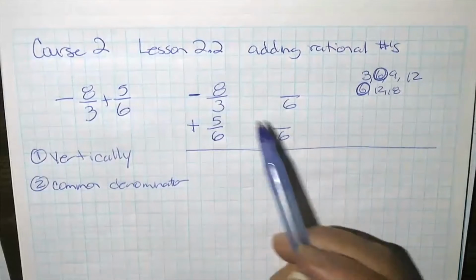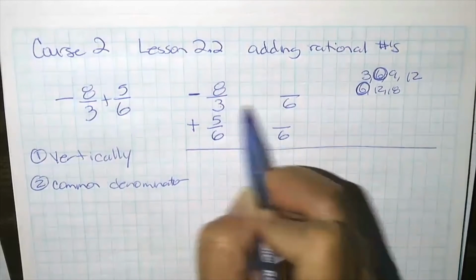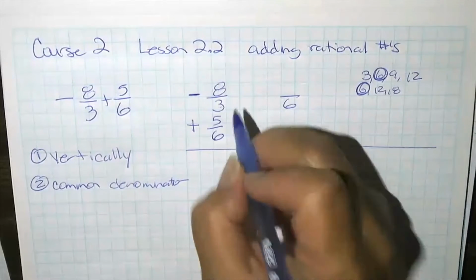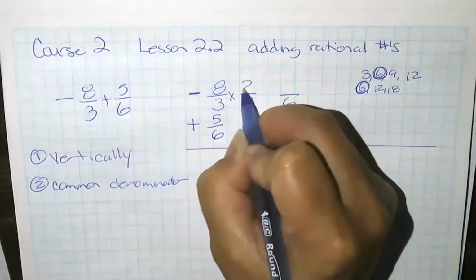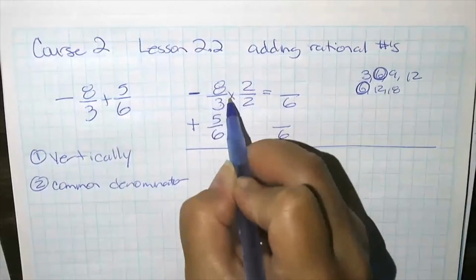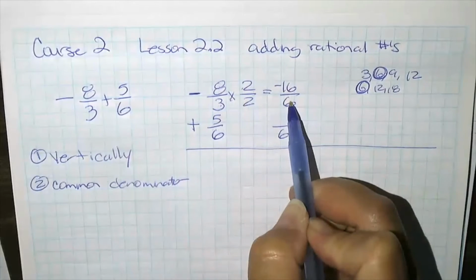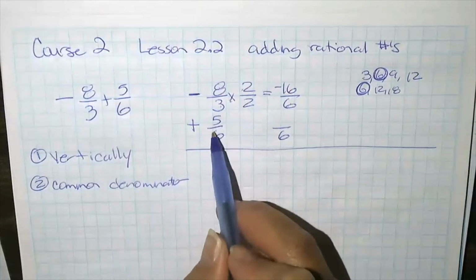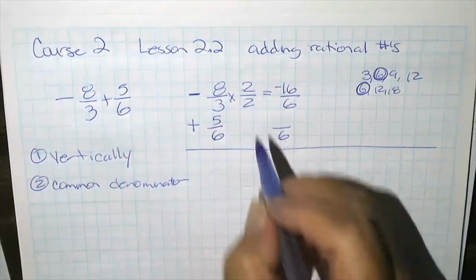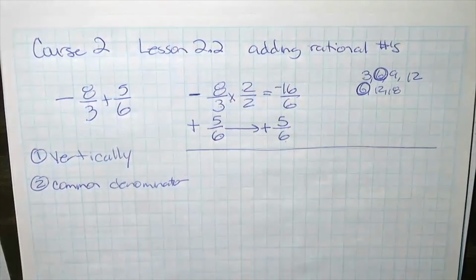But now I need to turn a 3 into a 6. How do I turn a 3 into a 6? I'm going to multiply it by 2, exactly. So I'm multiplying this whole fraction by 2/2. So -8 times 2 is -16. 3 times 2 is 6. Now, do I have to do anything to 5/6? If my denominator is 6 and 6, do I have to do anything? No. Nope. So I keep my sign, bring it over, 5/6.